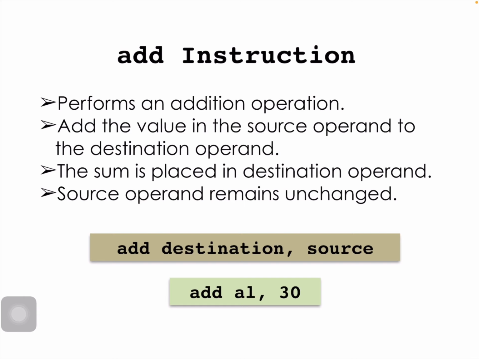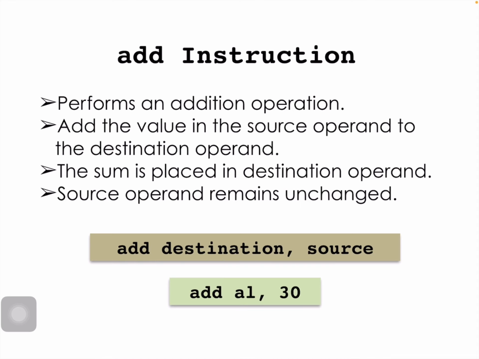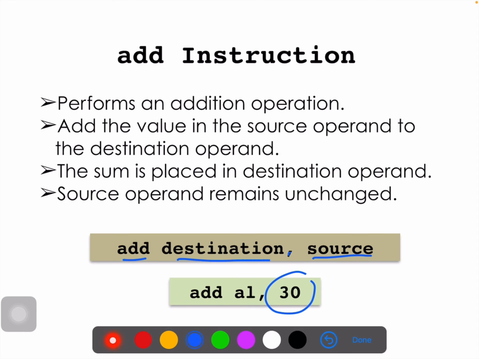The syntax of this operation is add destination, comma, source. For example, add AL, 30. In this example, 30 is a decimal number. You have to remember that in assembly language, the decimal number will be converted to a hexadecimal number during the operation.